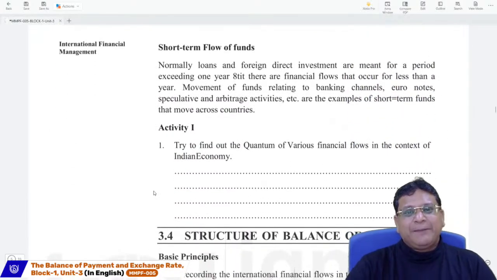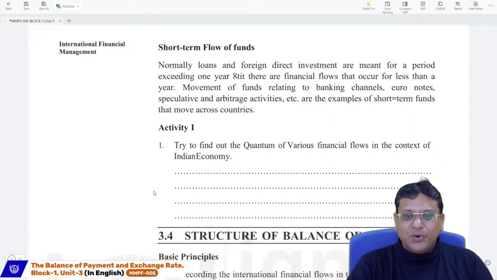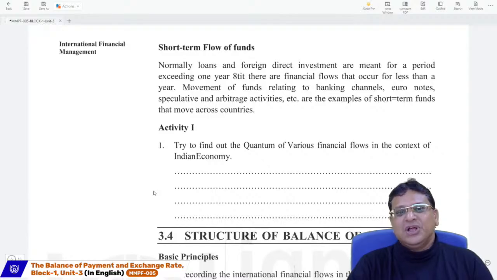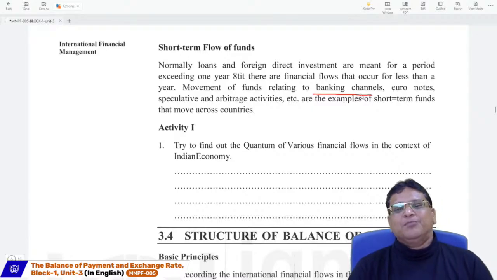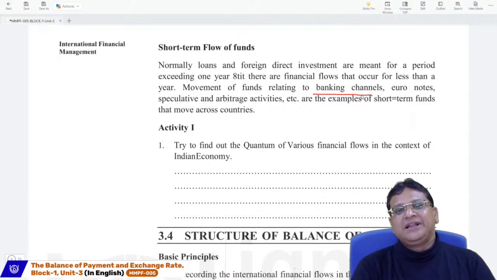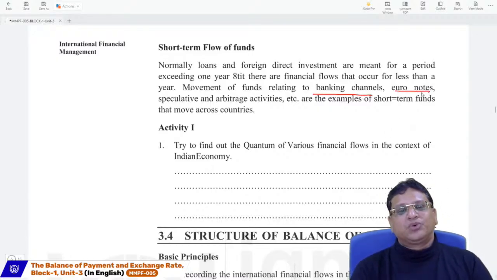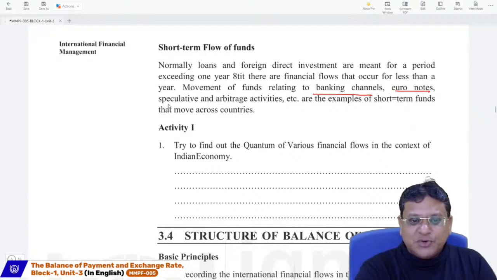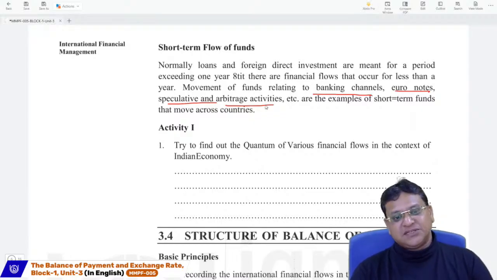Next thing is, we also record in capital account the short term flow of funds. What is short term flow of funds? Short term flow of funds are movement of funds related to banking channels, movement of funds between banks, Indian bank, foreign bank. The movement of funds between them are recorded in capital account transactions. The movement of funds in the form of euro notes, movement of funds related to speculative and arbitrage activities are also normally recorded in capital account transactions.